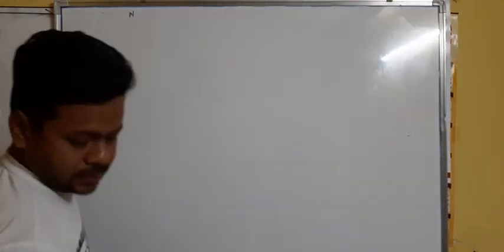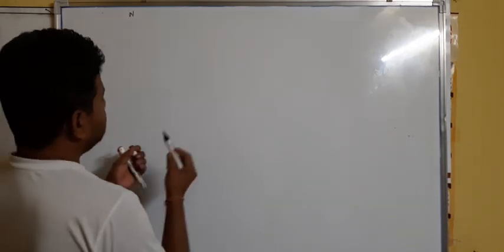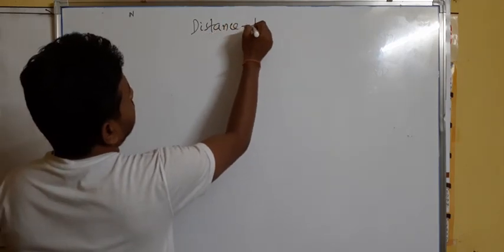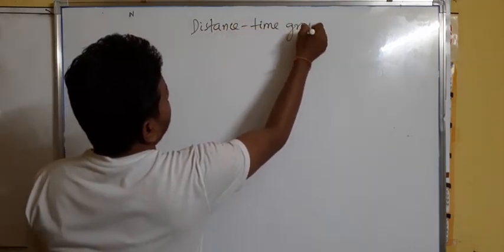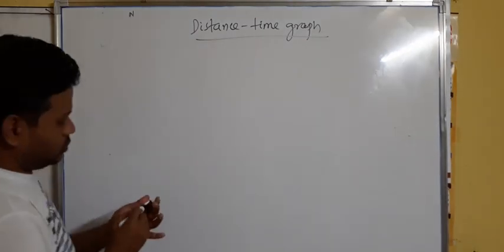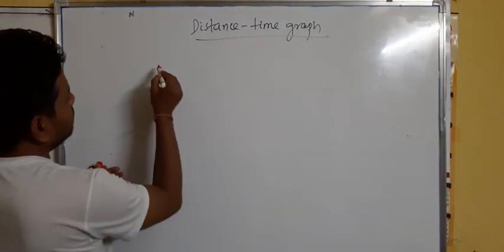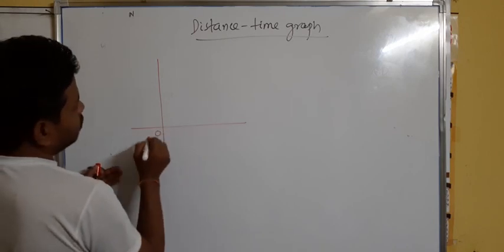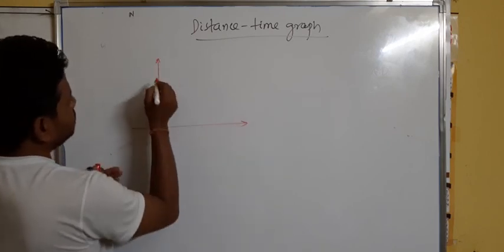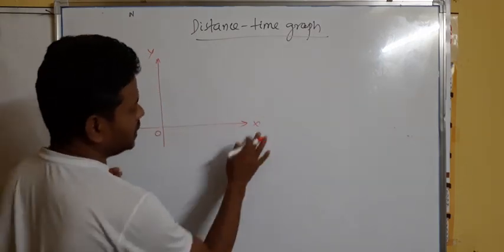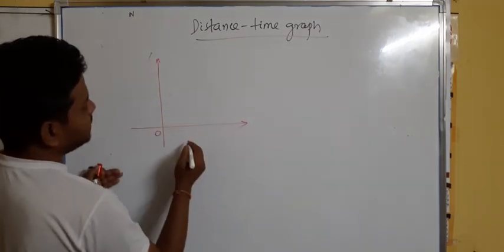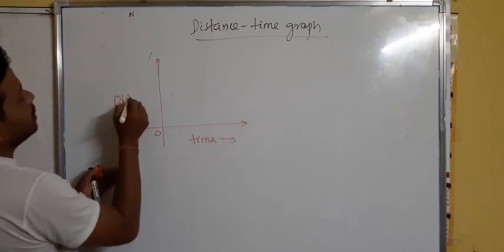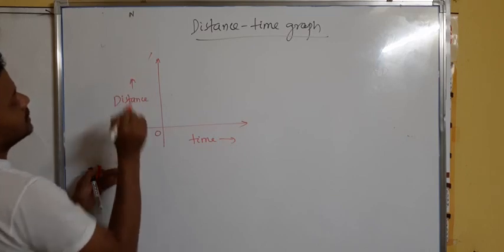Then we'll read about another thing, that is the distance time graph. You know that when we draw any graph, it has two axes. This is the origin, this is the y-axis, this is the x-axis, but in this case the x-axis will become the time axis, and here the y-axis will be distance.